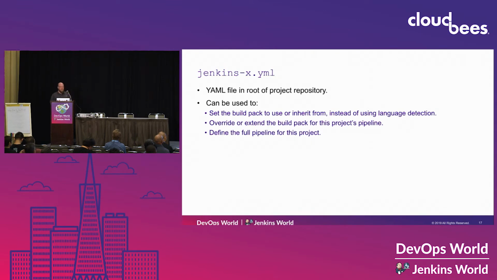And Jenkins X YAML. As you probably can guess from the name, it's a YAML file. As I said, it lives in the root of your project repository. And you can use it for setting the build pack to use or inherit from, overriding or extending that build pack, and for defining the full pipeline. So that's the one file that you should have to worry about in your repository for your Jenkins X pipelines. I mean, besides your makefile or pom.xml or charts, etc.